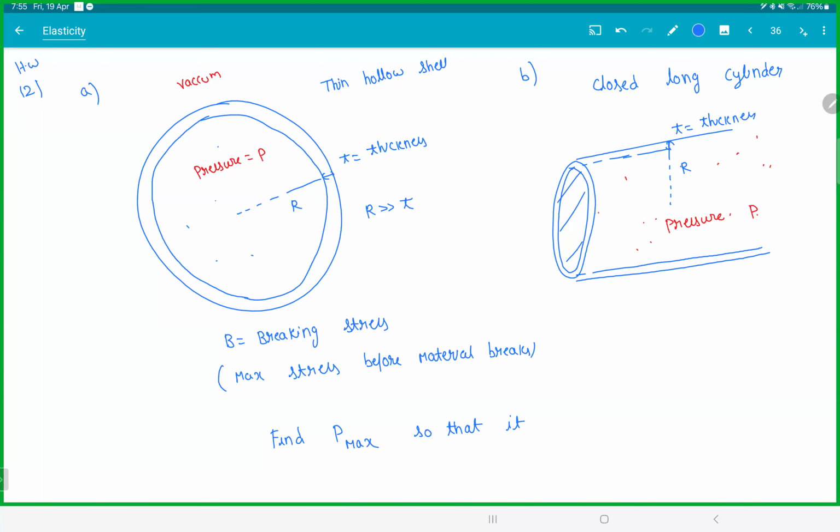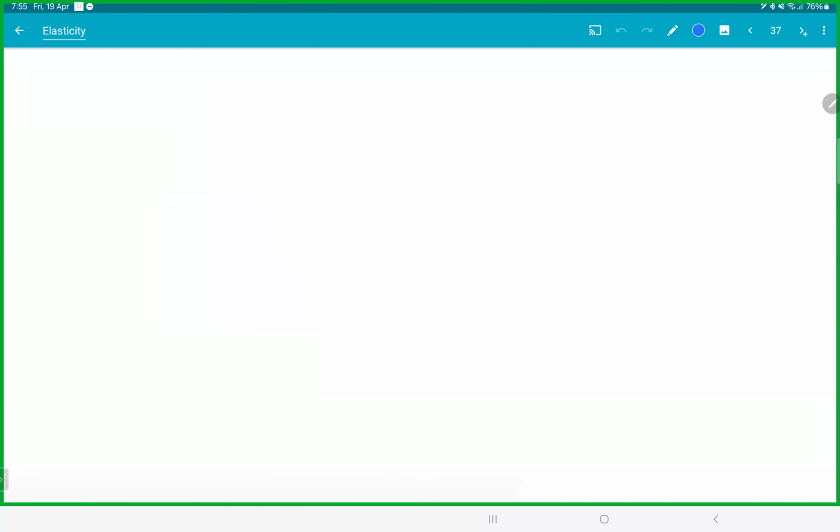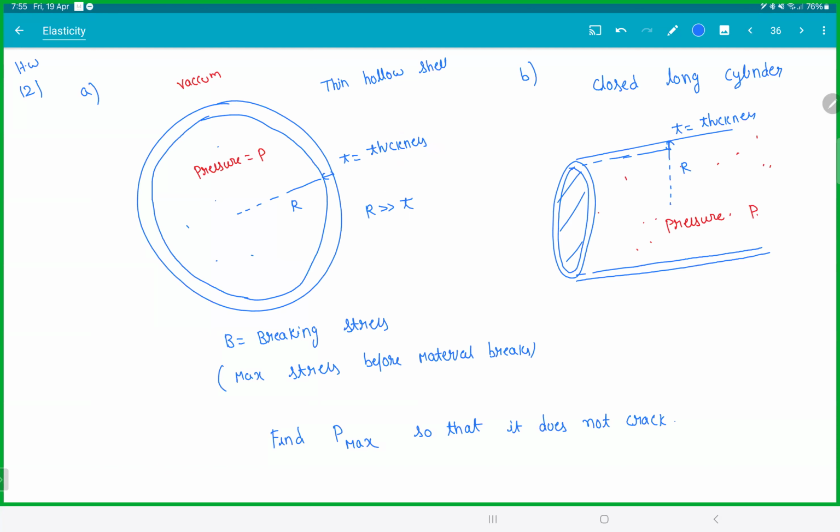In the first case, it is a thin hollow shell. Second case, it is a long cylinder. First one is still fine. The second is a good one, the cylinder part. Do give it a try. The same question, the shell one, we will do again in electrostatics. There I will say there is a shell; if I put a positive charge on it, the shell will repel itself and will explode. I'll ask you to find the maximum charge. Idea is the same. So do give it a try.